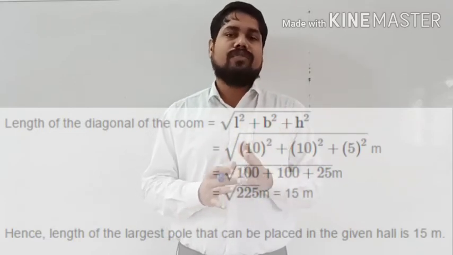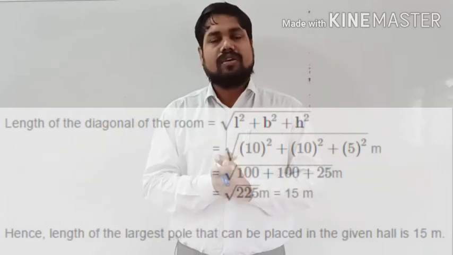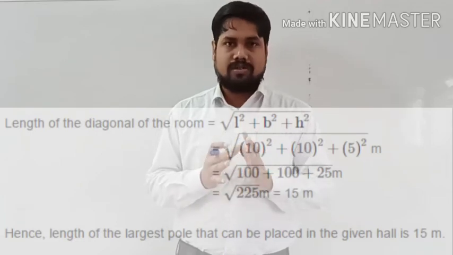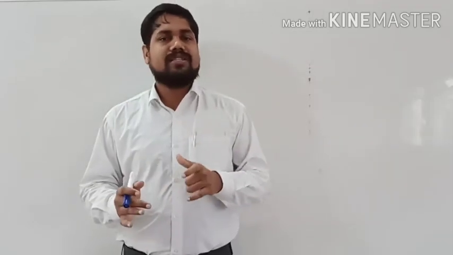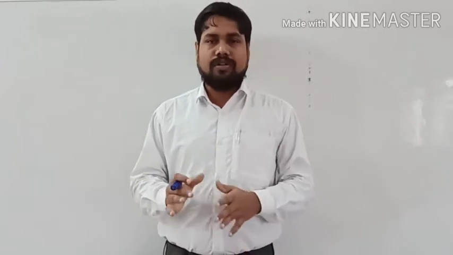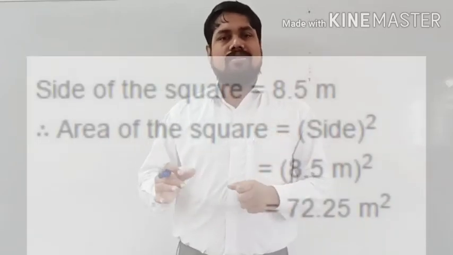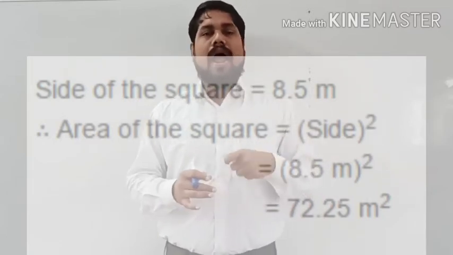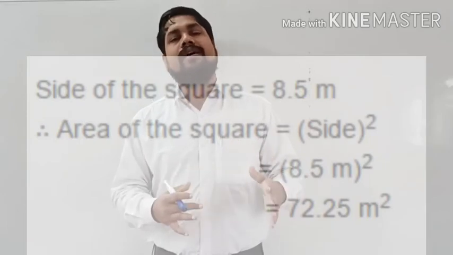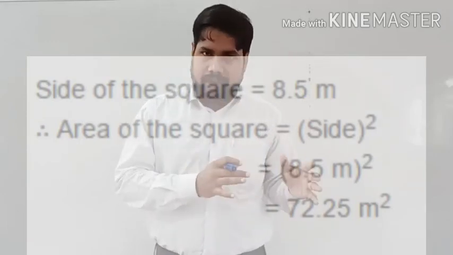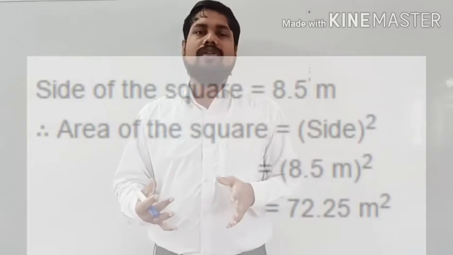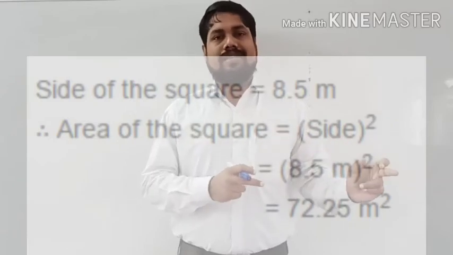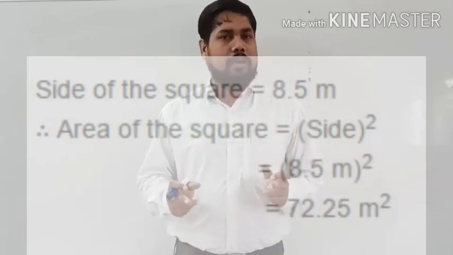Rest of all this type of questions, if any type of questions asked, you can solve with the help of this concept only. If we talk about the next question, question number 10, this is very easy because it is asking to find the area of a square whose side measurement is given. So the side measurement is given 8.5 meter, and you have to find the area of the particular square. Very easily we know the formula to find the area of a square is side square, right? So side measurement is given 8.5, so 8.5 square.